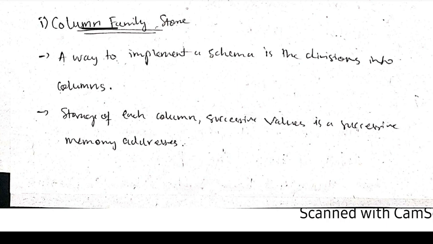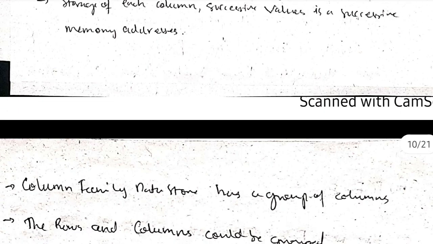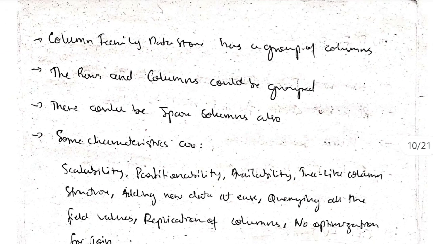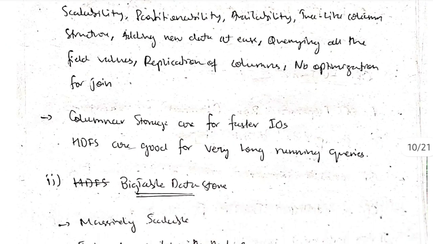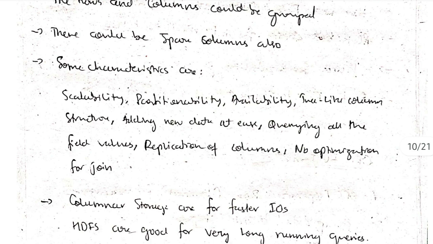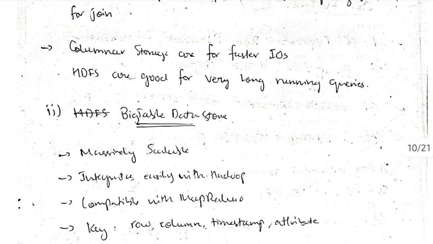In column family store, we'll be able to divide the table into many divisions. Also, we can group them into different groups. Those two things can be done, and those things only I have specified here. Some of the characteristics are given, you can go through them. I won't repeat, these are the same characteristics which I have already discussed. You can write it in your own words as well.